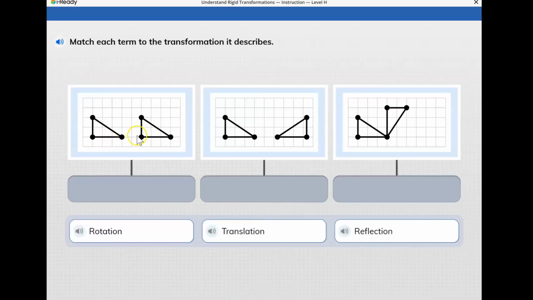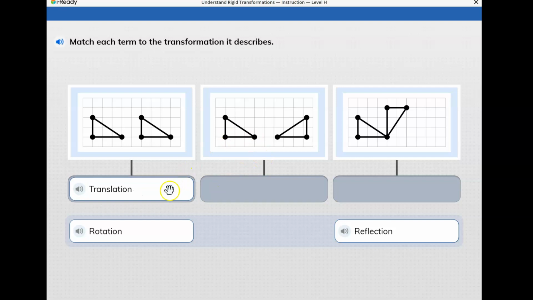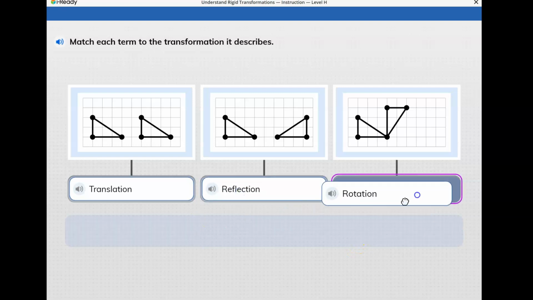So for our first picture, what do we have? A rotation, translation, or a reflection? For our second picture, what do we have? A rotation or a reflection? In our last picture, we have a rotation.